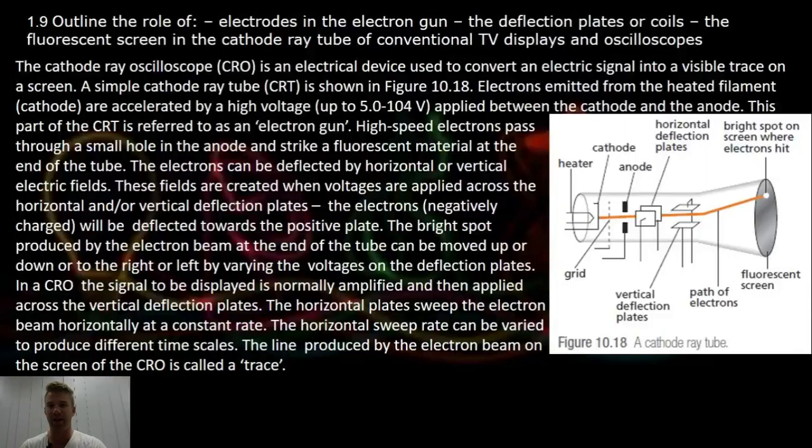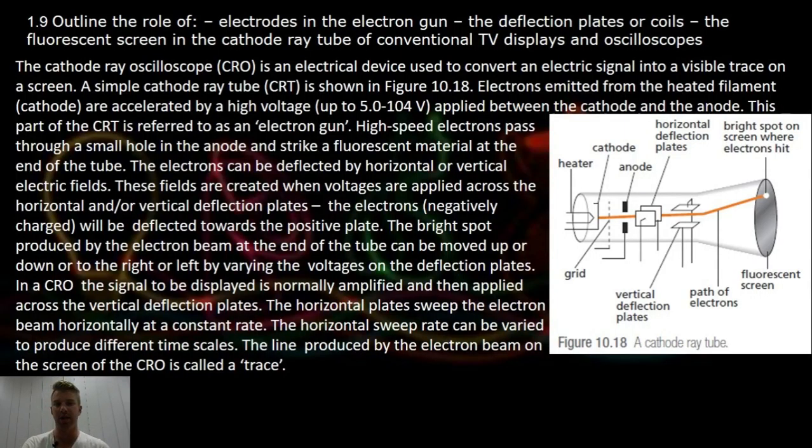So the cathode ray oscilloscope, or CRO, is an electrical device used to convert an electrical signal into a visible trace on a screen. A simple cathode ray tube, which we've learned in previous slides and shown in J.J. Thomson's experiment, is shown on the right hand side. So that's the basic diagram of a CRT.